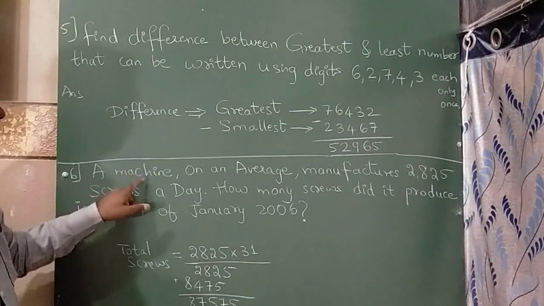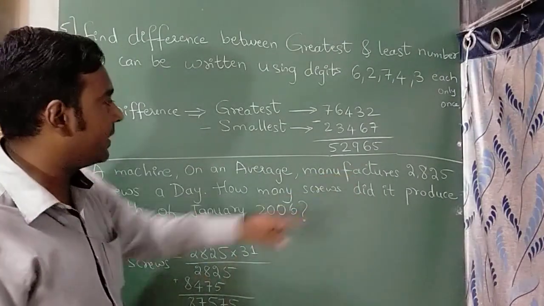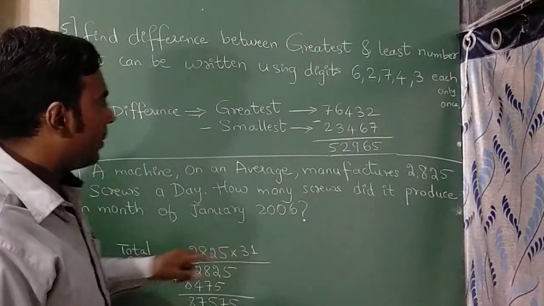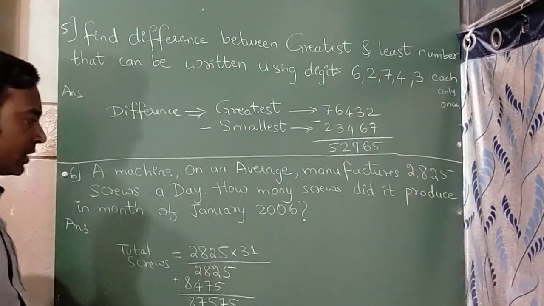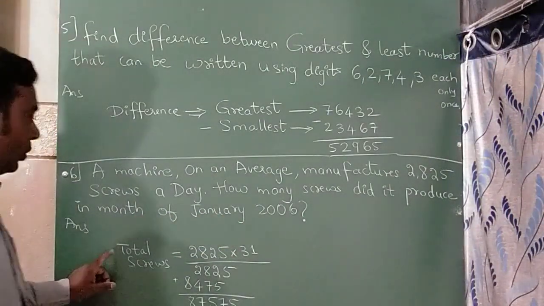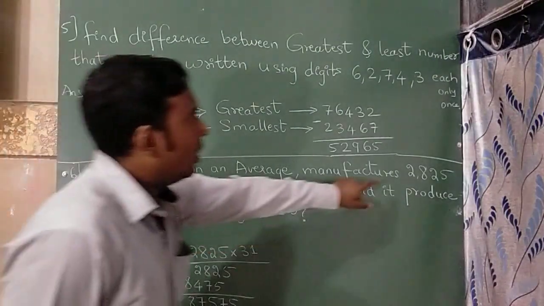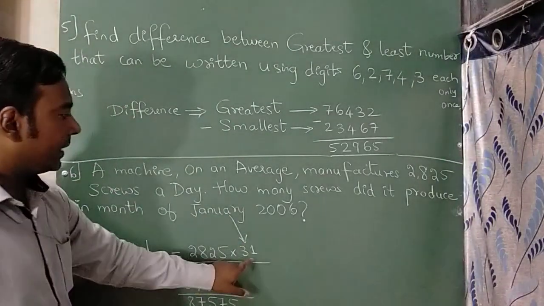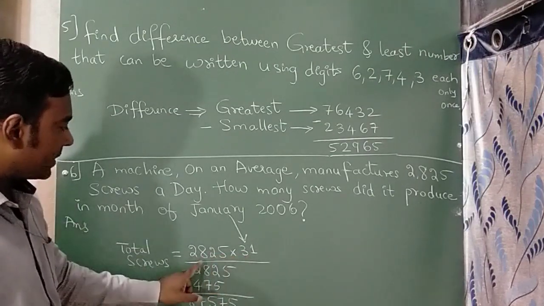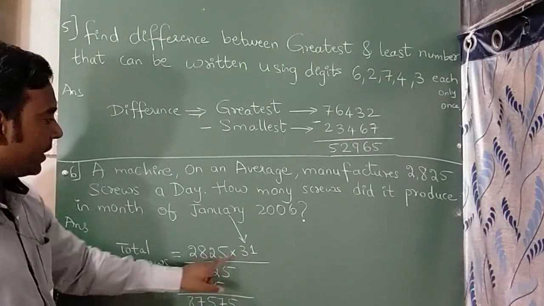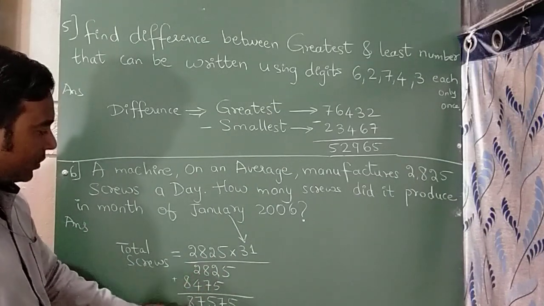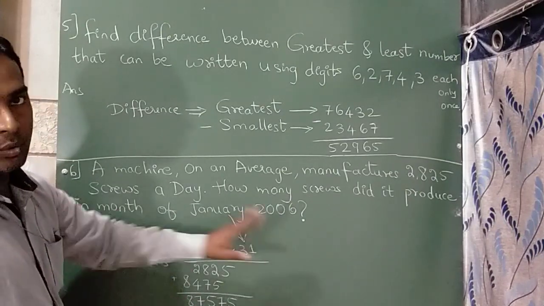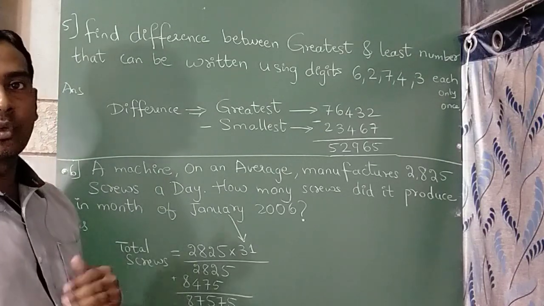Now the sixth question. A machine on an average manufactures 2,825 screws in a day. How many screws did it produce in the month of January 2006? So total screws in the month of January. 2,825 I have written here. In January there are 31 days. Fine. If you multiply this, I have multiplied 1 with this, so I got this. If I multiply with the 3, I'll get this. So if I add these two, then I'll get 87,575 total screws in the month of January 2006. So let's go to the 7th question.